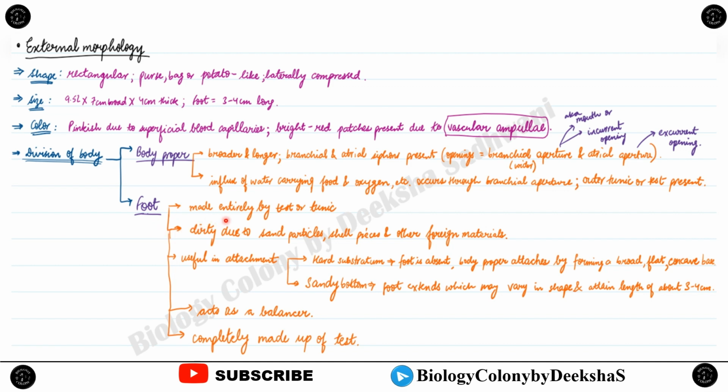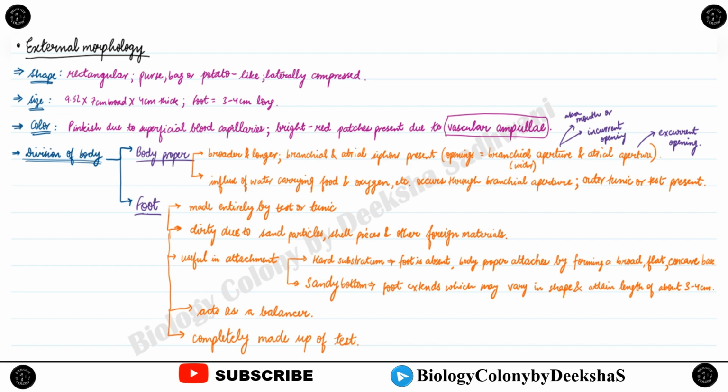We have the foot region that is made up entirely of test or tunic. It appears dirty due to sand particles, shell pieces and other foreign materials that are trapped inside it. It is useful in attachment. When Herdmania needs to attach to a hard substratum, the foot is absent and the body proper directly attaches by forming a broad, flat and concave base. When there is a sandy bottom, the foot extends, which may vary in shape and attain a length of about 3 to 4 cm. Foot acts as a balancer. It is completely made up of test.